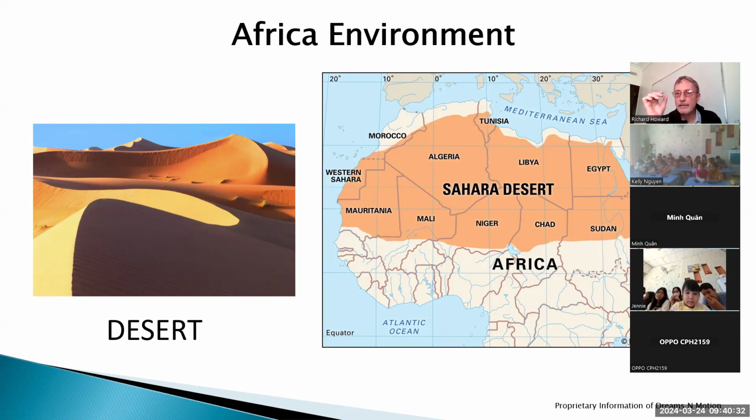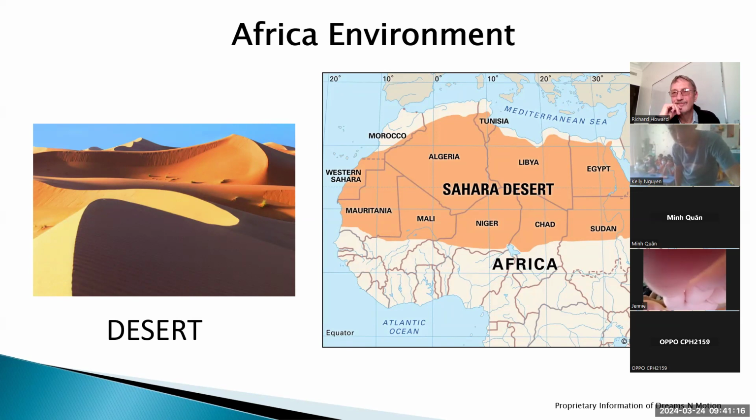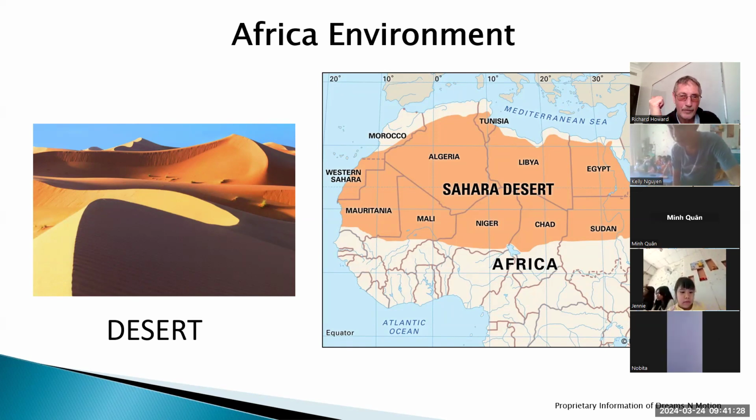What kind of animals do you think live in the desert? What do you guys think? What kind of animals would live in the desert? Yeah, it's a camel. Camels. Okay, what else?